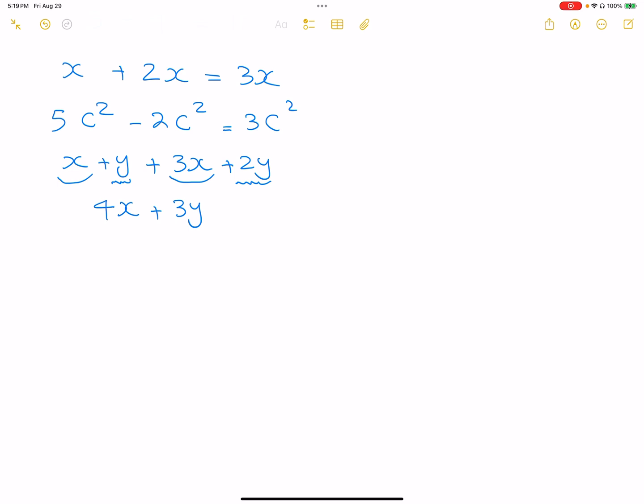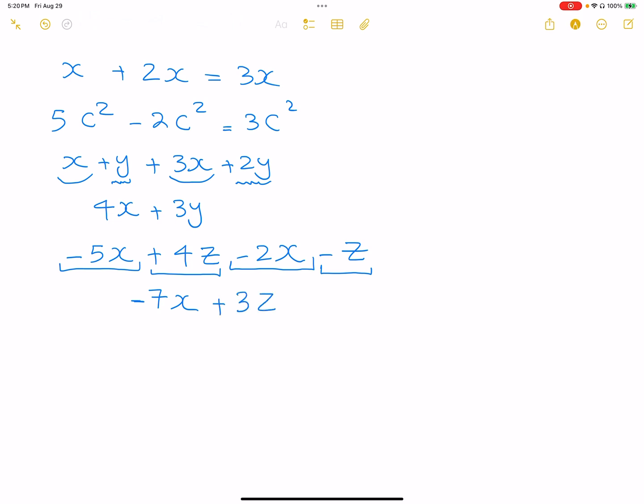One thing to note again is signs. They move with it. So if you have negative 5x plus 4z minus 2x minus z, well, here we have negative 5x and we have negative 2x. So negative 5x minus 2x gives us negative 7x. And positive 4z minus 1z gives us positive 3z.